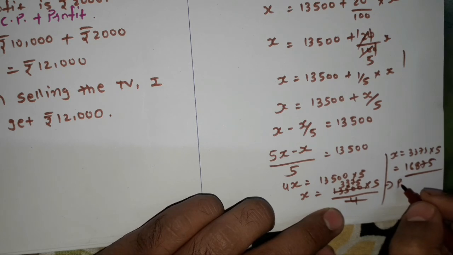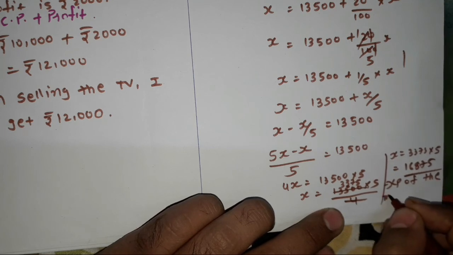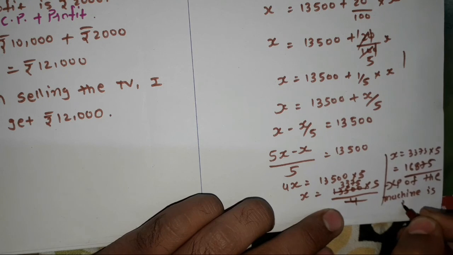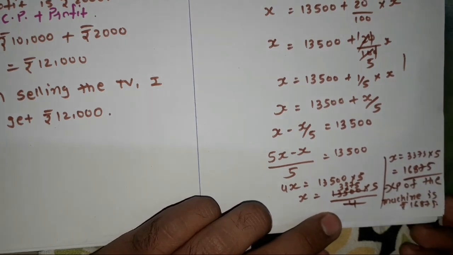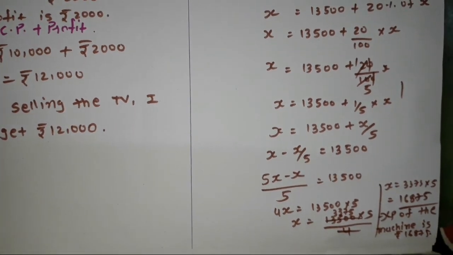So at last we can write that the CP of the washing machine is rupees 16,875. This is how we have to solve this type of question. Here we are completing this one.